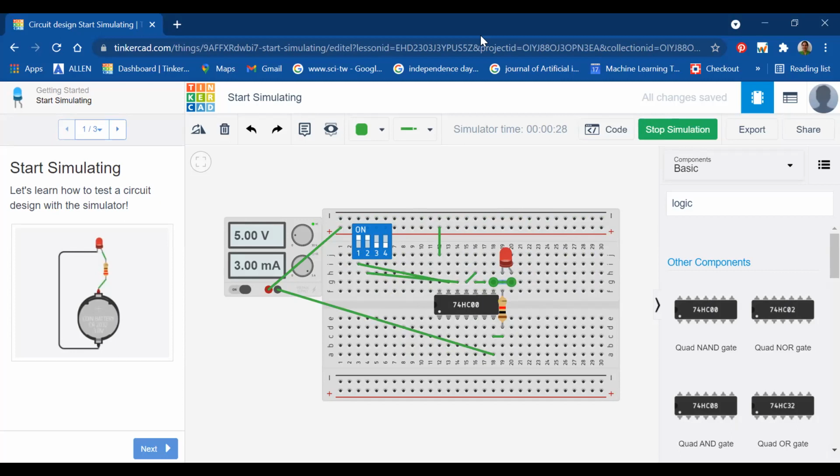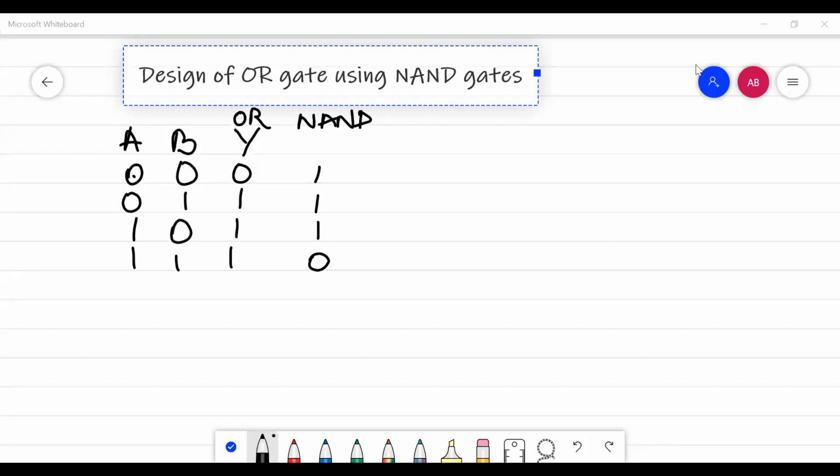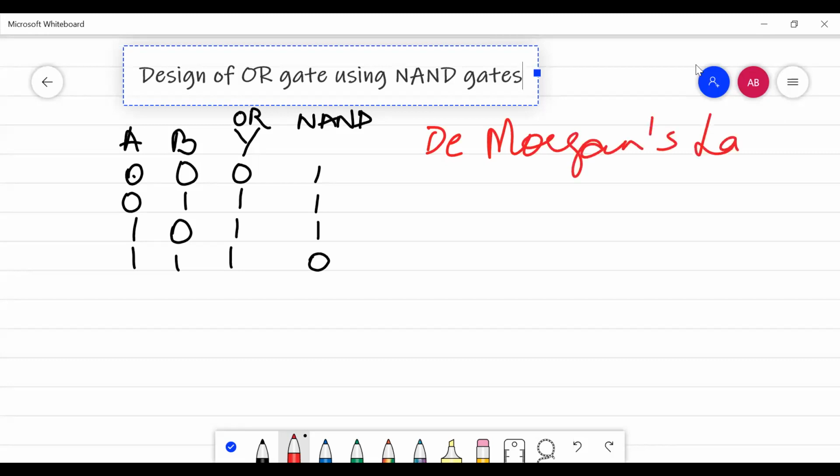So now we are going to go for our next gate using our NAND gates. We have to design our OR gate using NAND gate. But before this, you all must know about De Morgan's laws. So let's just have a look at the very basic one. It says that if (A dot B) whole bar is there, then it is equal to A bar plus B bar. That means this operation is converted to this operation. Product is converted to addition.